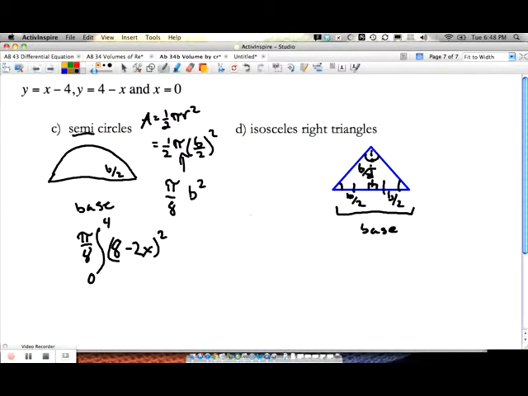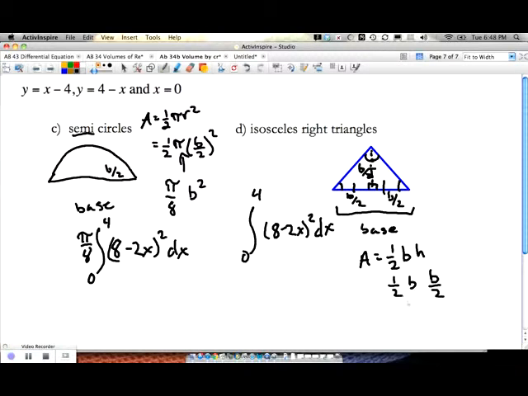For the next one, it's still from 0 to 4. It's still 8 minus 2x quantity squared. Both of these are dx, by the way. But now the constant is, if we have the area of one of these triangles, it's half the base times the height. Well, half the base is 1/2 b, or b over 2, but then the height is also b over 2. So that's going to be 1/4 b squared. So this is just 1/4 on the outside. Easy, breezy, lemon squeezy.